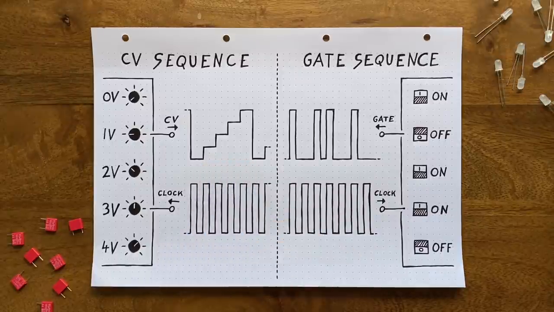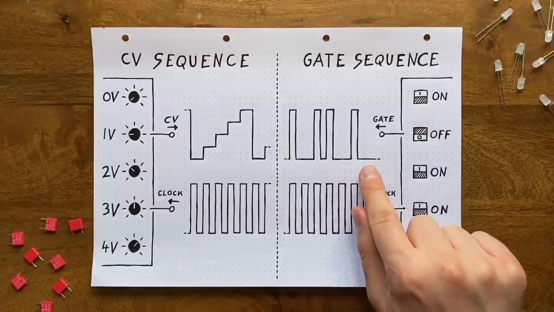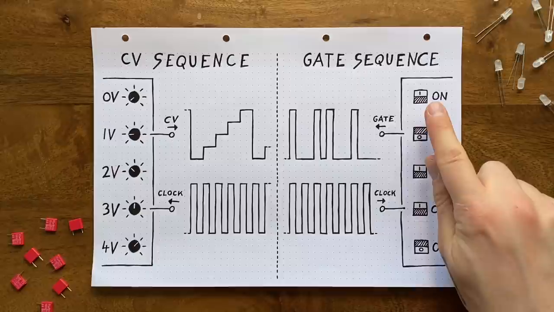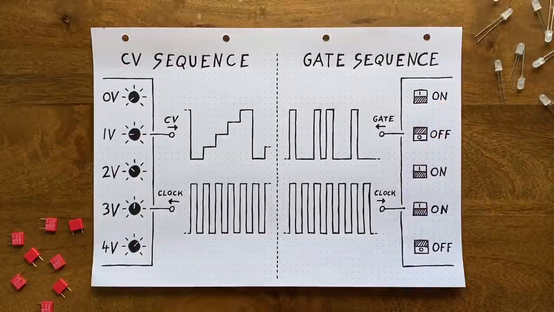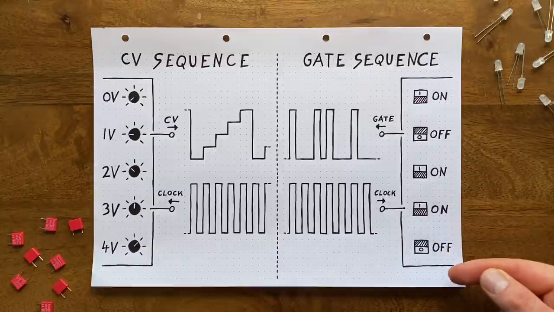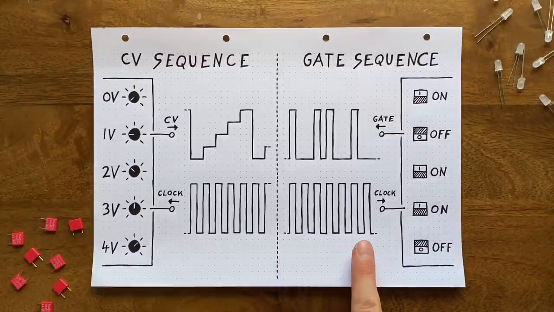So that's CV sequences. Gate sequences, on the other hand, are a bit simpler. A gate, if you don't know, is really just a voltage going from low to high and back low again. It's essentially a digital signal. To program a gate sequencer, you'd simply tell it whether you want a gate on a specific step or not. It will then go through these instructions, again advancing one step at a time, in sync with our clock signal.